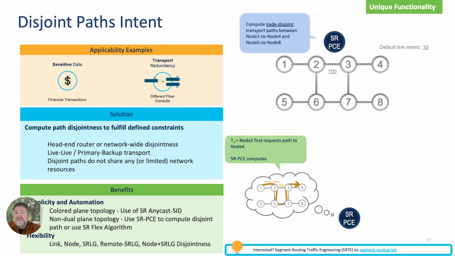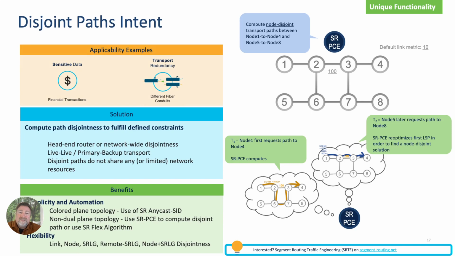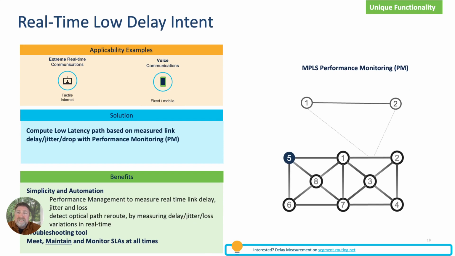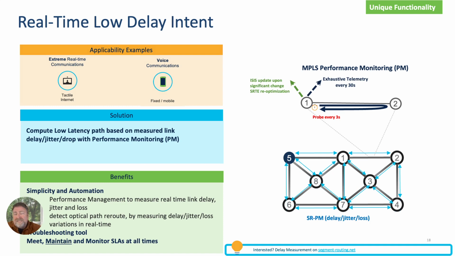Here's an example of disjoint paths where we have the first path up, and then a second path is requested, and then the first path is optimized so that there's no common nodes or links. And then we have a low latency type of service where there are measurements happening on every link between every node. And when a low latency service is requested, we can then aggregate all of the latencies across all the links to determine, from an end-to-end perspective, which set of links to cross to get the best low latency service.